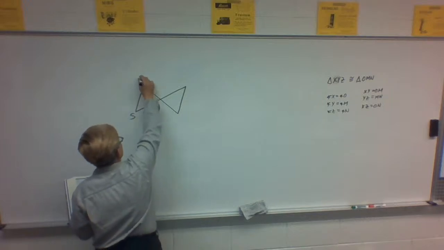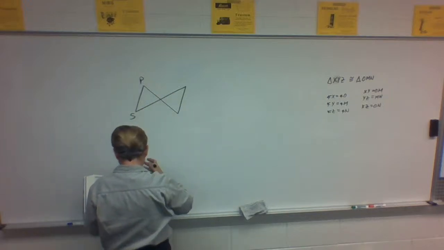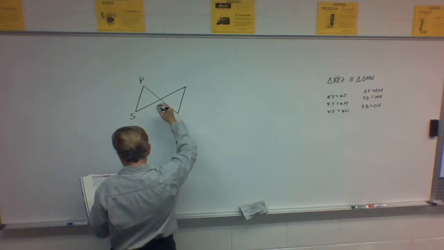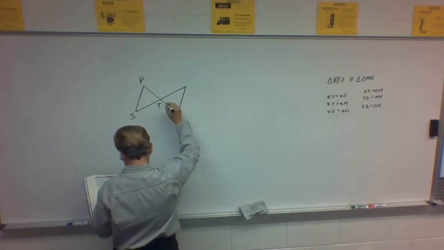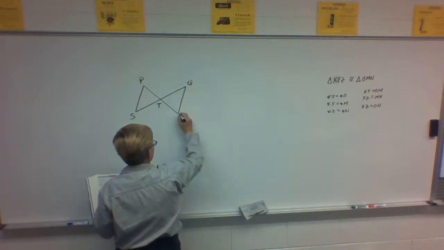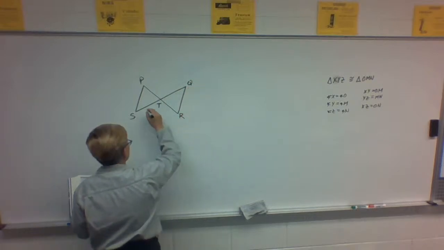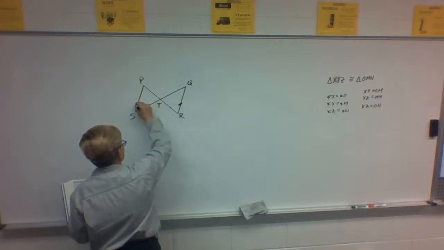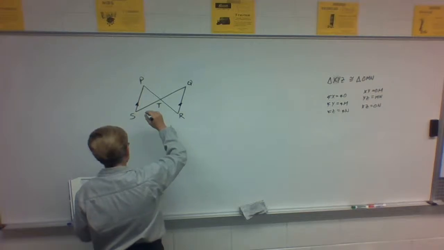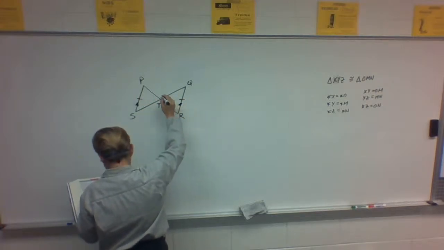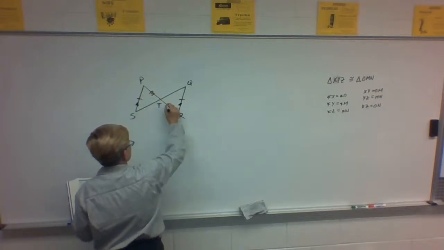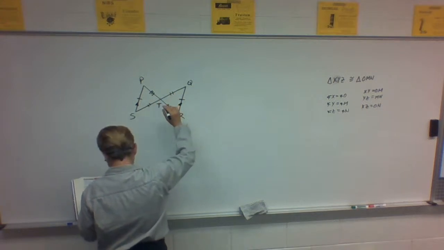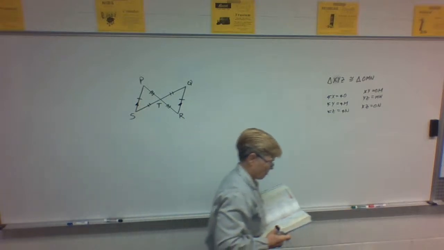This is the diagram they have in the monitoring progress in the bottom part of the column on page 241. Try to get your eyes there. SPTQR. We have, this is parallel to this. We have this equals this. This side over here equals this one. This one equals this one. And that's all we get.